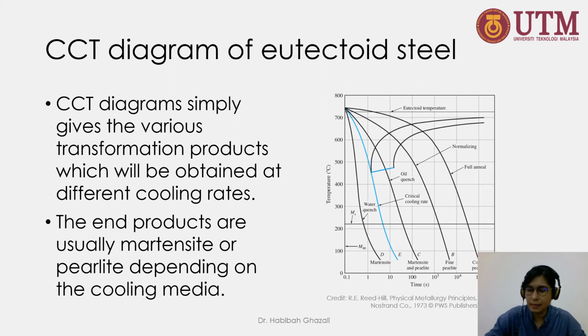So what you can see is that the transformation will give you the final product. If you use this diagram, you can predict your final product will be perlite. And the start of the transformation will be after 100 seconds of being switched off, when you switch off the furnace. So your furnace, let's say, has this temperature here, which is 750 degrees Celsius. And you turn it off and you leave it there for the transformations to happen.